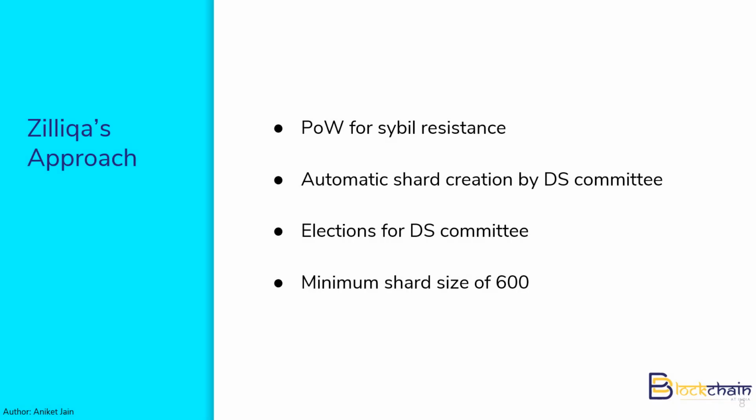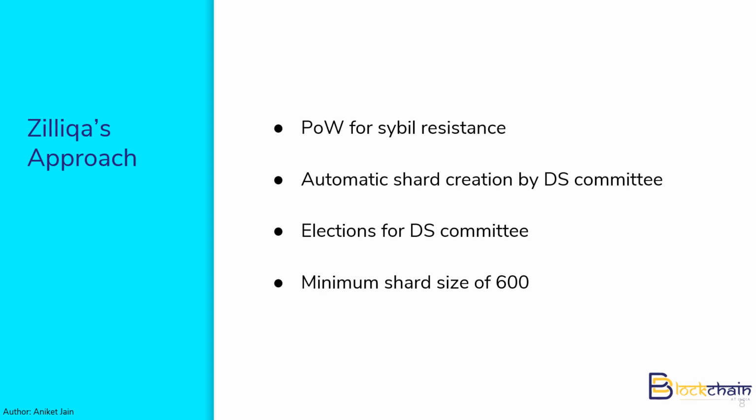Now let's see what Zilliqa's approach is towards these problems. Zilliqa uses POW for Sybil resistance. So a person will need to solve a complex problem involving very high computation. POW serves as an entry ticket to the network, thereby making it hard for any real-world entity to spawn multiple identities. Then there is automatic shard creation by the DS committee.